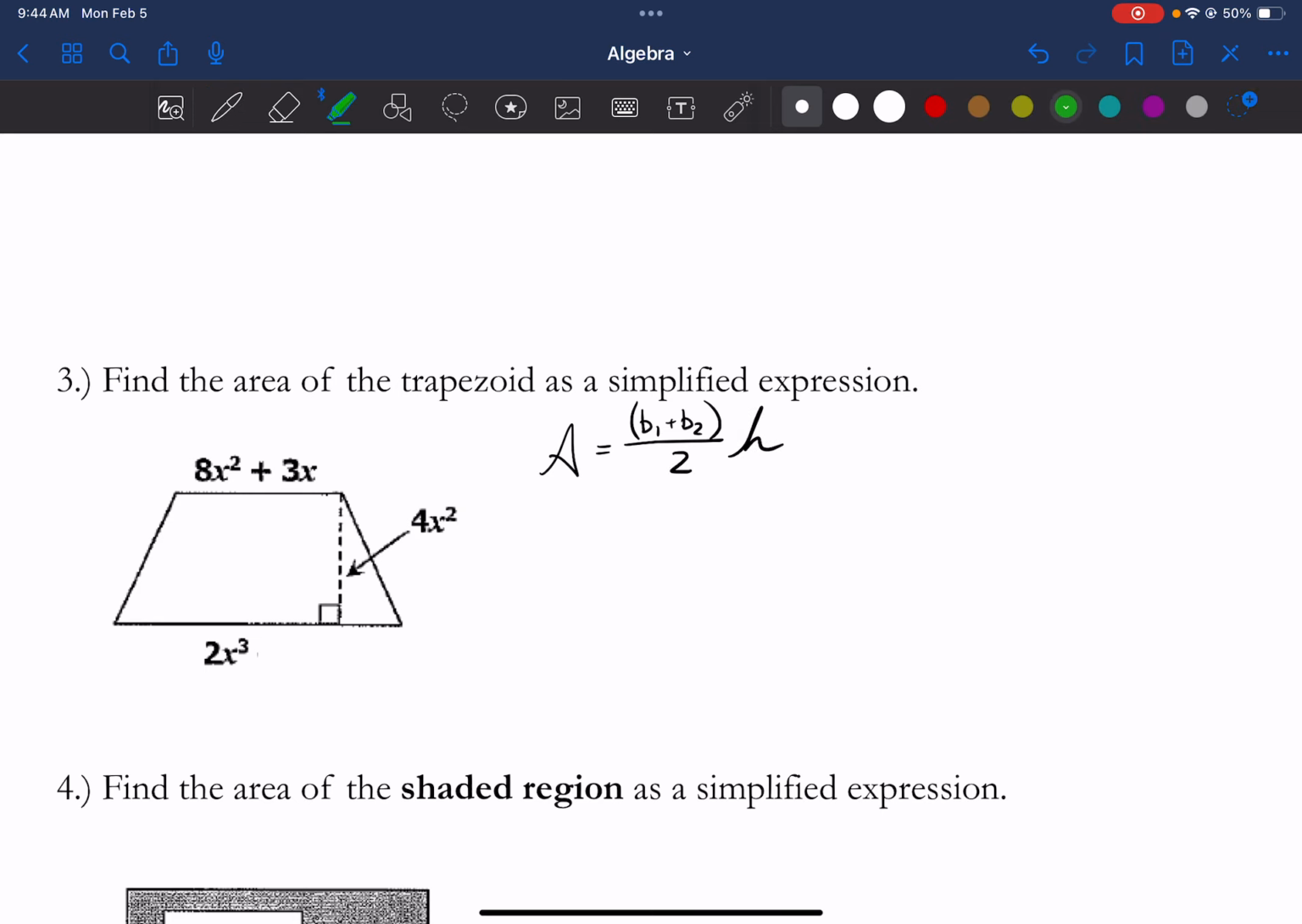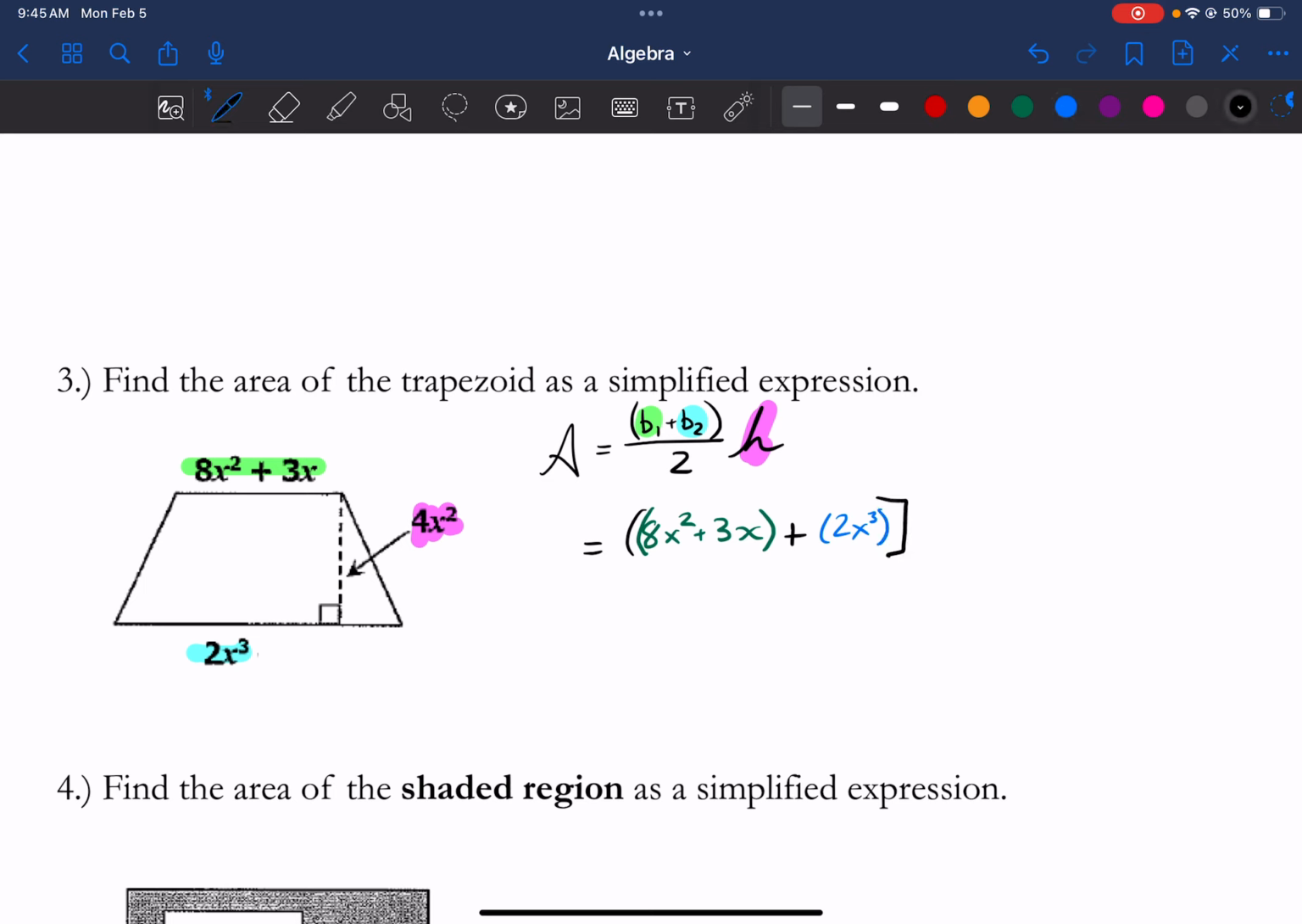If we find each of these, here's one base. No, it does not matter which one is b1 or b2. And then here is our height. So if we were to substitute this in, we get 8x squared plus 3x. And we can also put those in parentheses just to help us out, plus the other base, which is 2x cubed. Again, I put those in parentheses.